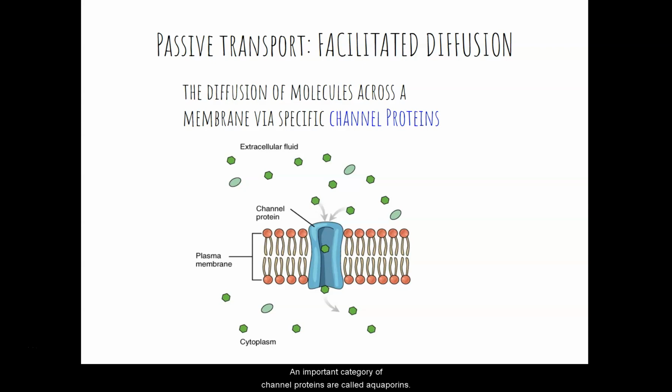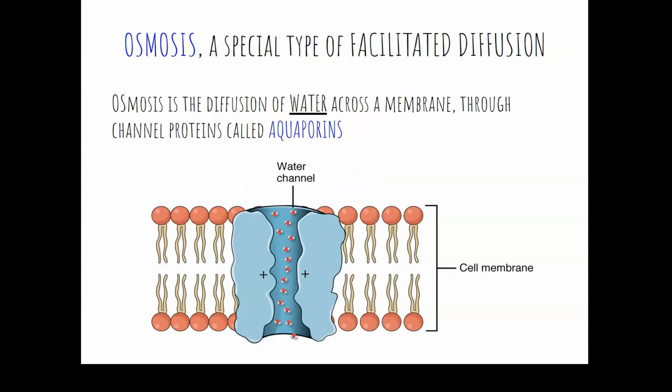An important category of channel proteins are called aquaporins. In their name, you have a hint as to what they do. Aqua for water and porin, hole. They are literally water holes in the cell's membrane, and they're important for helping cells to regulate water going in and out of the membrane.